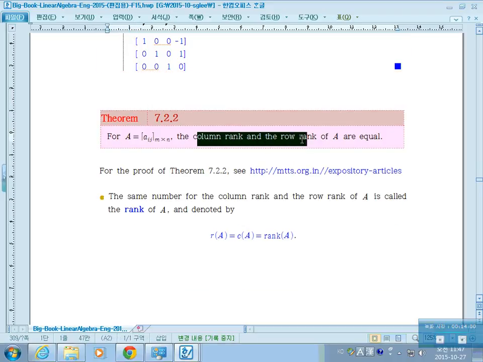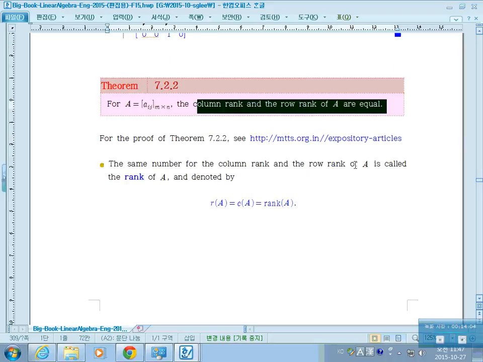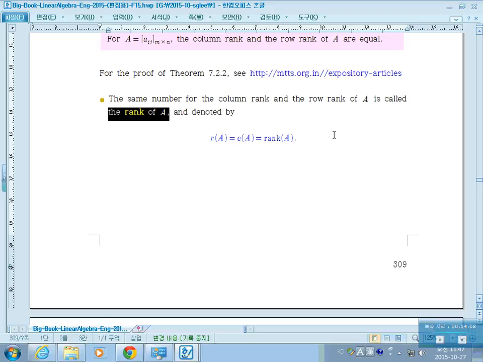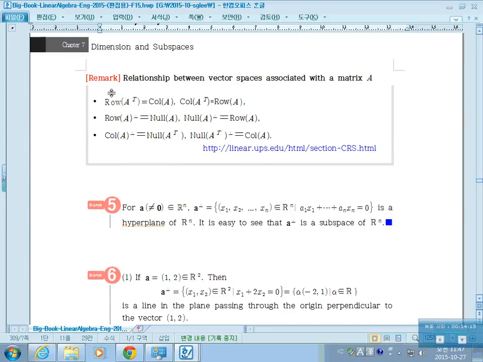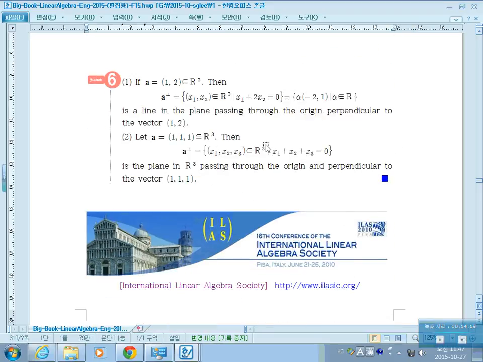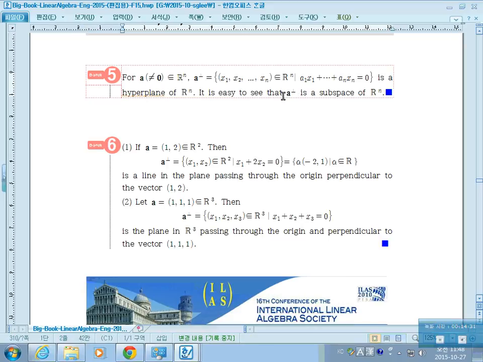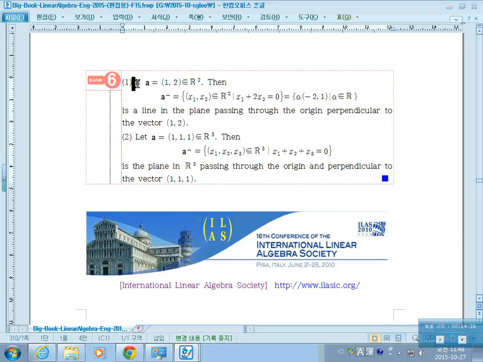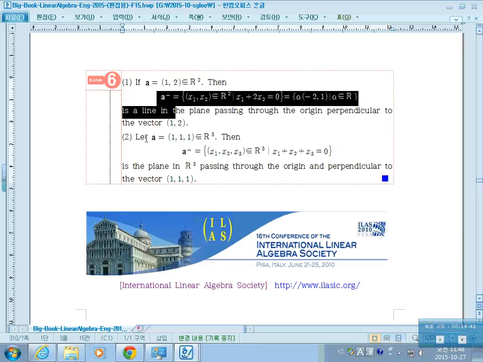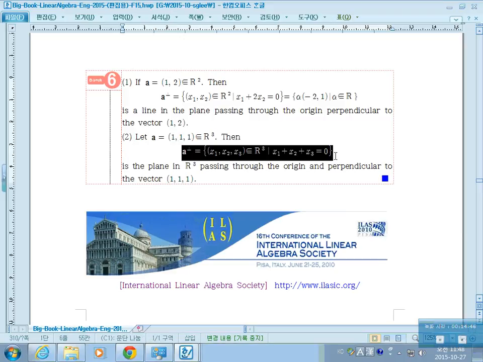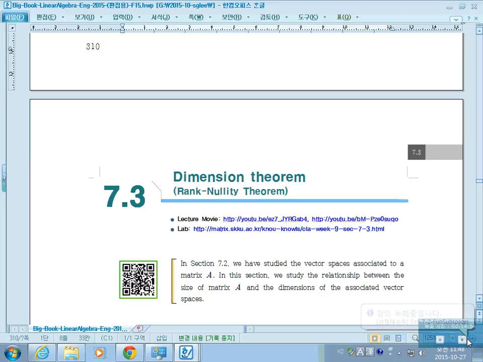The important thing is the column rank and row rank are the same for any matrix. So that's why the rank of a matrix is well defined. The rank of a matrix can be a row rank or a column rank because they are all the same. So from there we have the following relationship, and the following two examples show some interesting facts. One is, for a non-zero vector a, the orthogonal complement a-perp is a subspace of Rn whose dimension is n-1. If a is in R2, then a-perp is a line, and if a is a vector in R3, then a-perp is a plane whose dimension is 2. I think that's it for section 7.2. Okay. Any questions?